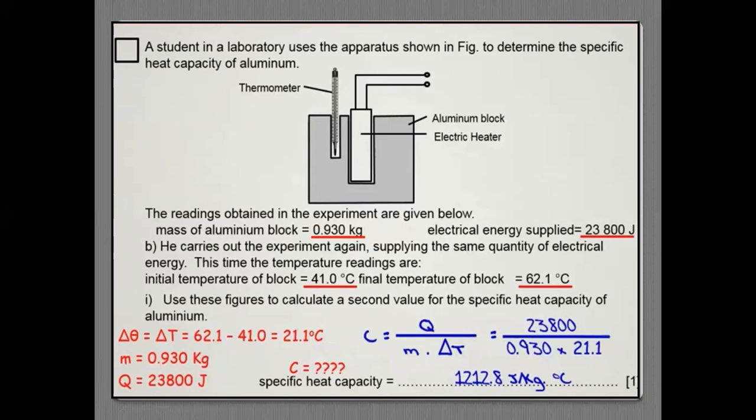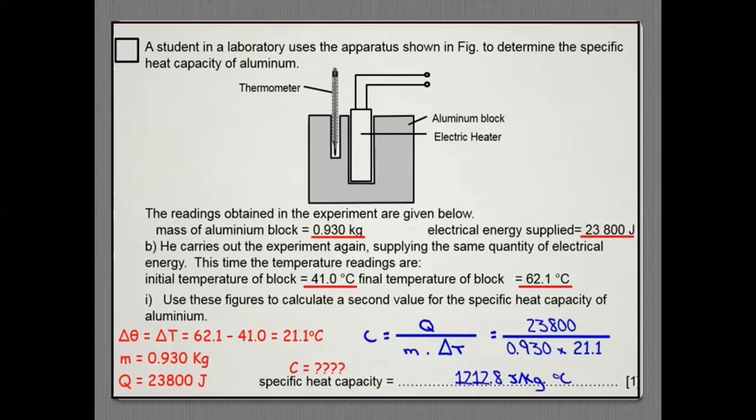As you see, we have a different change in temperature, but the same mass and the same energy supplied. Again, we have to measure the change in temperature. In this case, it is 62.1 minus 41.0, and the answer is 21.1. The mass and energy supplied are the same. When we rearrange the formula, the specific heat capacity is equal to Q over m times delta T. When we substitute the numbers, we have the new specific heat capacity, which is 1,212.8 joules per kilogram Celsius.